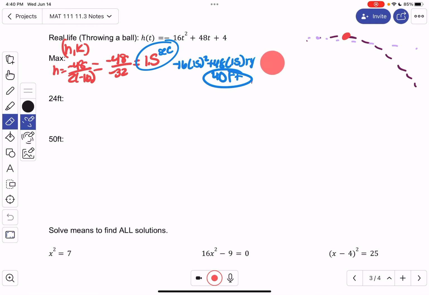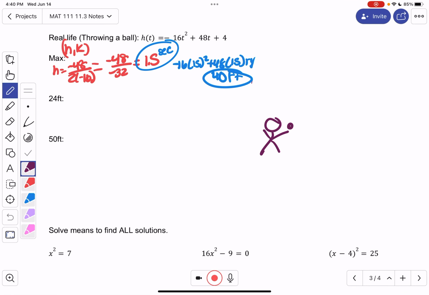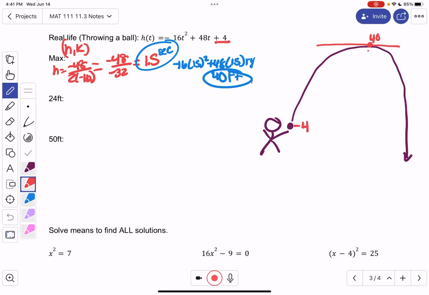So I'm just going to redraw this a little bit. So we have a person here throwing the ball. He throws it really high. Our y-intercept, our initial value is 4. We just said this is 40 feet, and it's at 1.5 seconds. We want to know when it hits 24. So 24 is going to be somewhere in here. It hits it at 2 different places. So we should expect 2 answers to be 24 feet on the way up and on the way down.